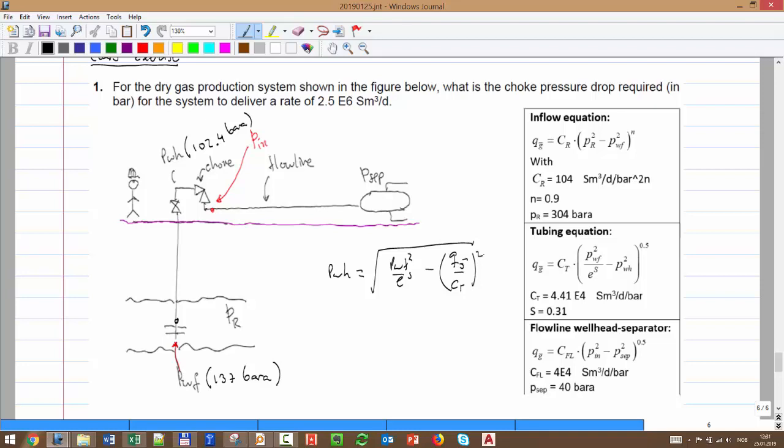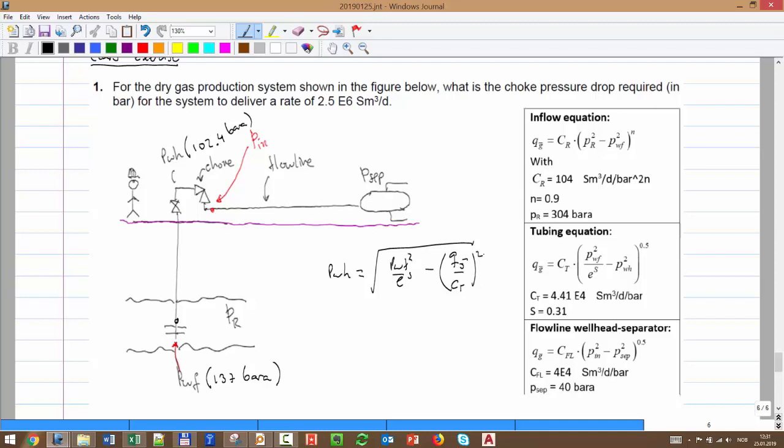And physically, what does it mean? You can't produce at that rate. If I want to produce this rate, maybe it's too big, I should find a way to increase the pressure, or make CT bigger. If I make CT bigger, meaning a bigger diameter, this becomes smaller, and then maybe I get a positive number. Okay, next step.